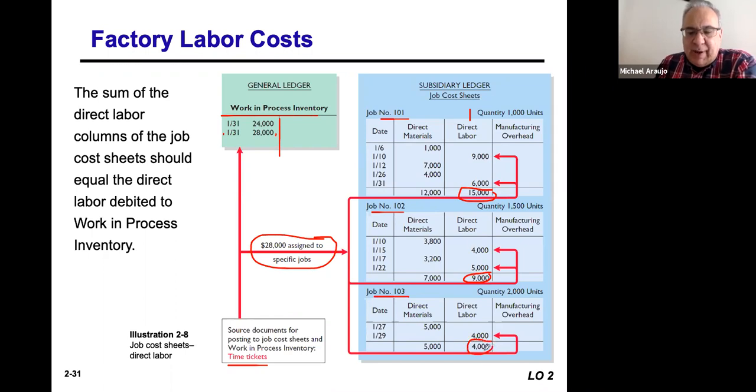All right. So again, the 4,000 plus the 9,000 plus the 15,000 is that $28,000 number that has been assigned to the work in process inventory. Okay. And there you see the breakout per job.